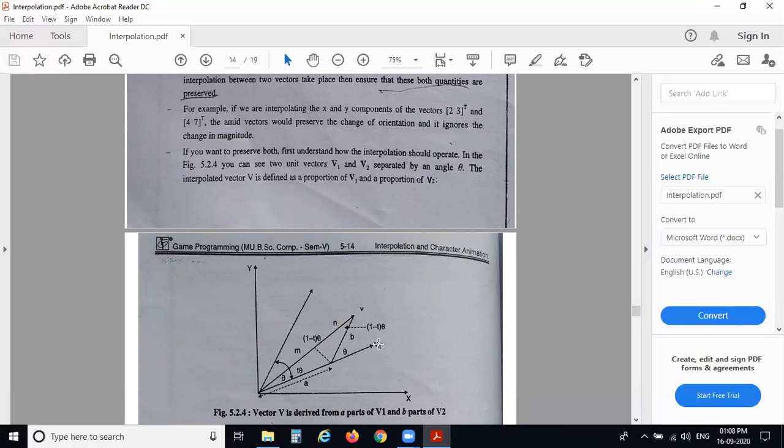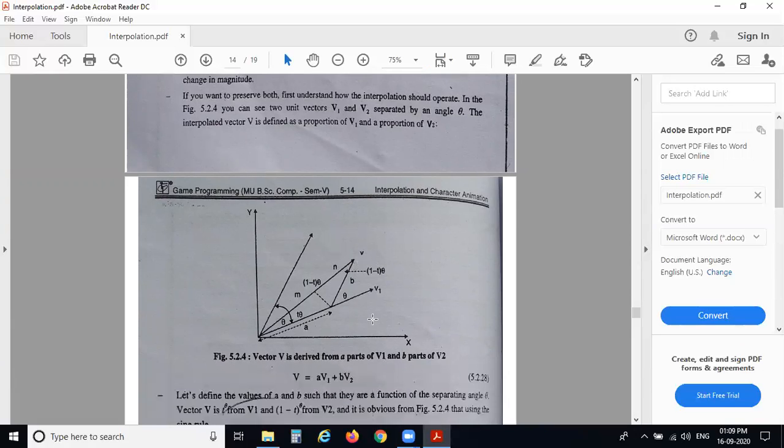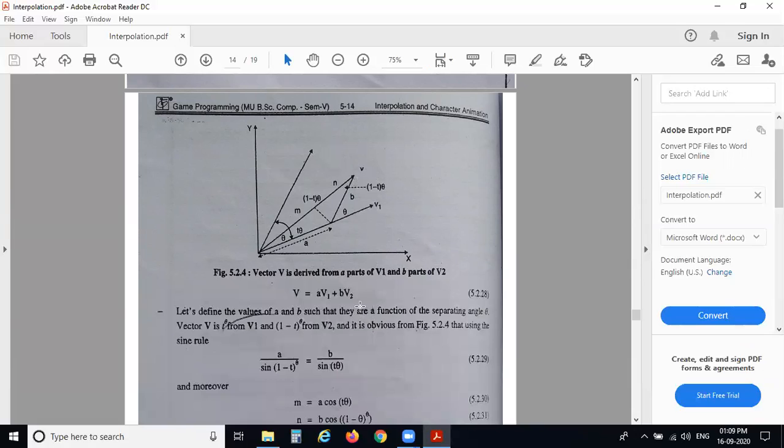This is the first vector v1 and this is v2, and these are separated by angle theta. This is the interpolated vector v, and it is defined as a proportion of v1 and a proportion of v2. Here the middle interpolation vector is drawn. So the equation of the interpolated vector is v equals a v1 plus b v2.